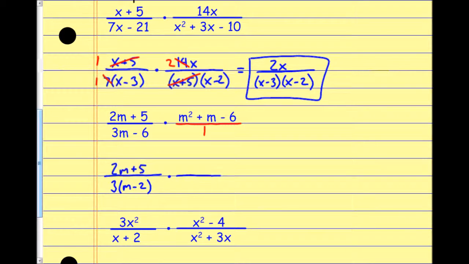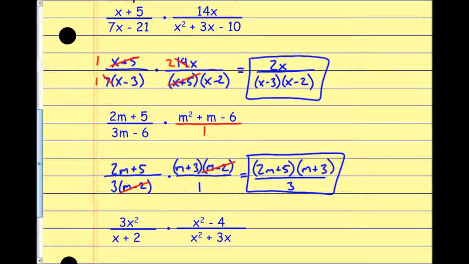Over here, I can build a bridge and factor this one. It's going to be an m plus 3 and an m minus 2. And now I look for any common factors that I can cancel out. I see the m minus 2's are common, so I can cancel those out. Nothing else cancels out, so I'm going to write this in its factored form. I've got in my numerator the 2m plus 5 times the m plus 3. In the denominator, I just have the 3 left, and that's it. I'm going to leave it in this factored form. Nothing else canceled out, so that's my answer.